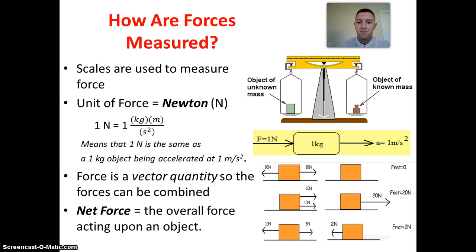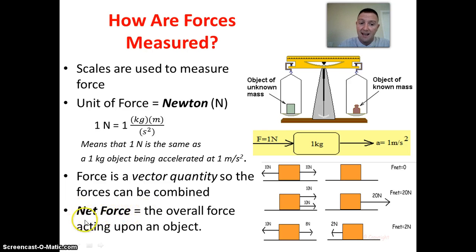Cool? All right. So force is a vector quantity. It relies on acceleration. Acceleration is a vector quantity because velocity is a vector quantity. So that means we can add them, subtract them, multiply them, divide them. They are vector quantities, so they can be combined with those vector arrows, just like we did with velocity and acceleration. So we can calculate a net force.